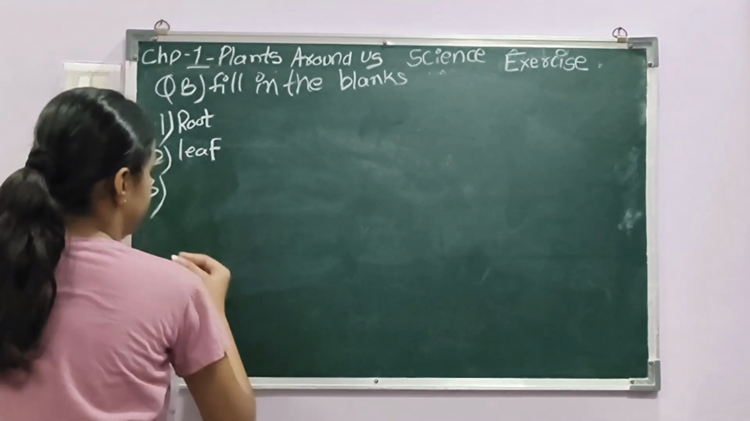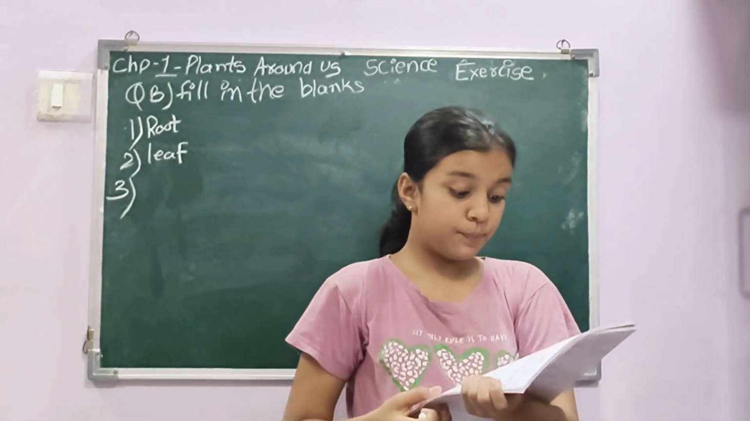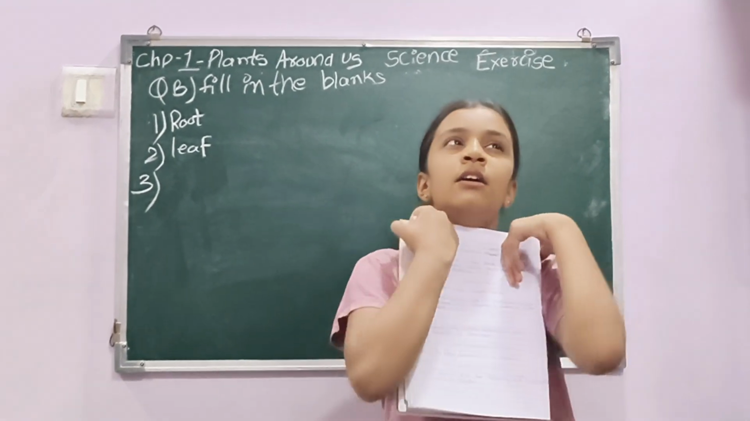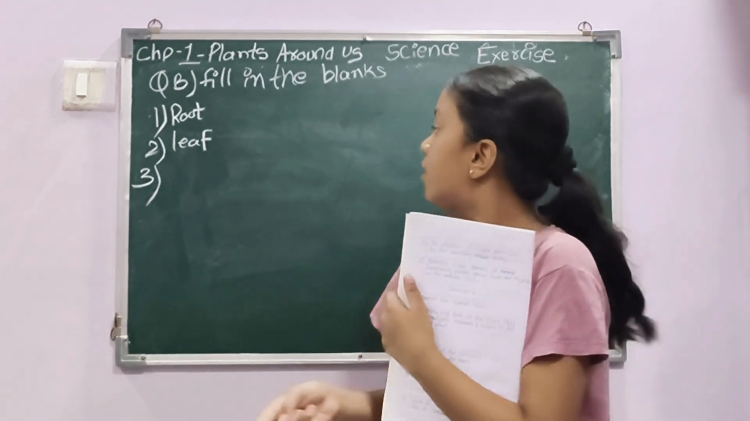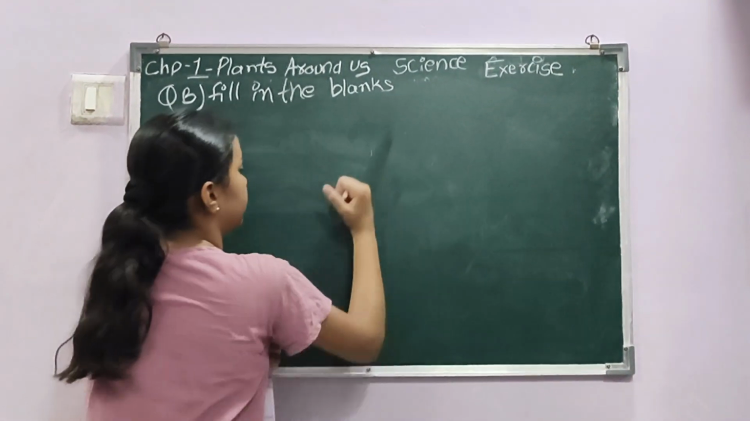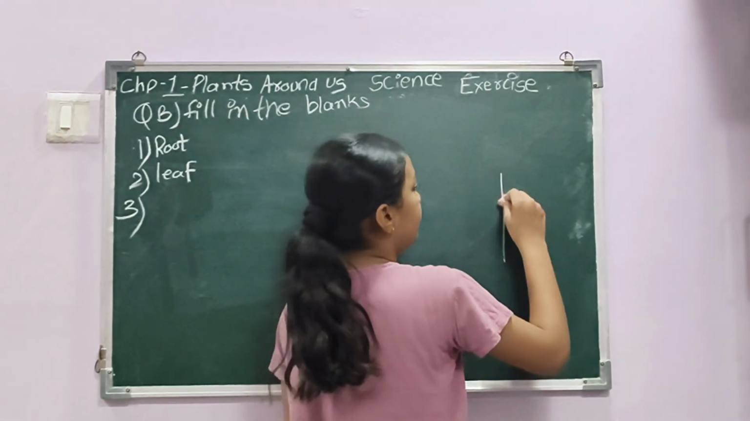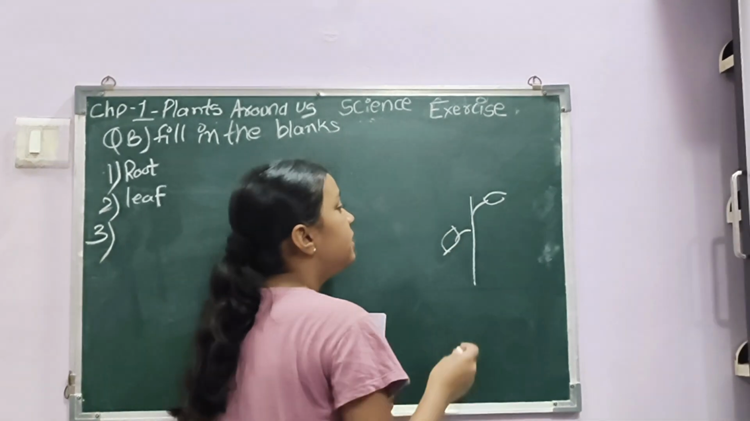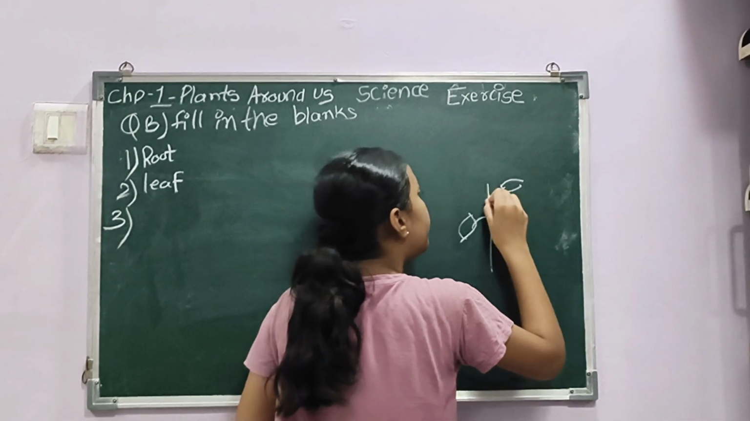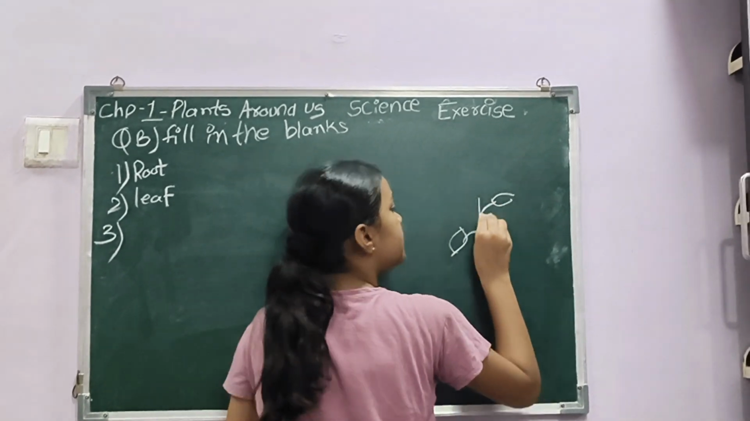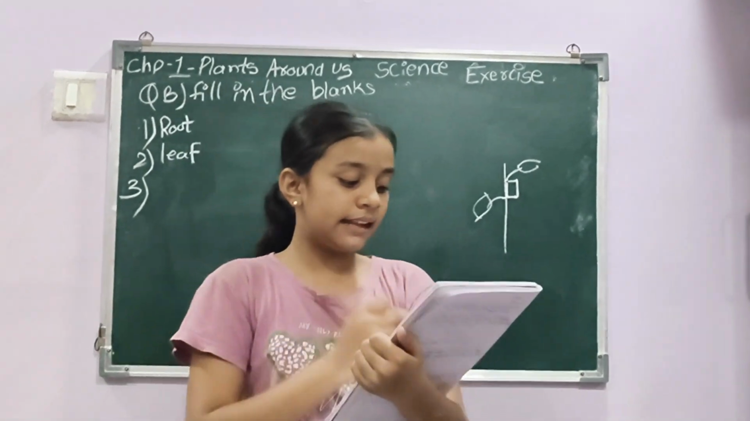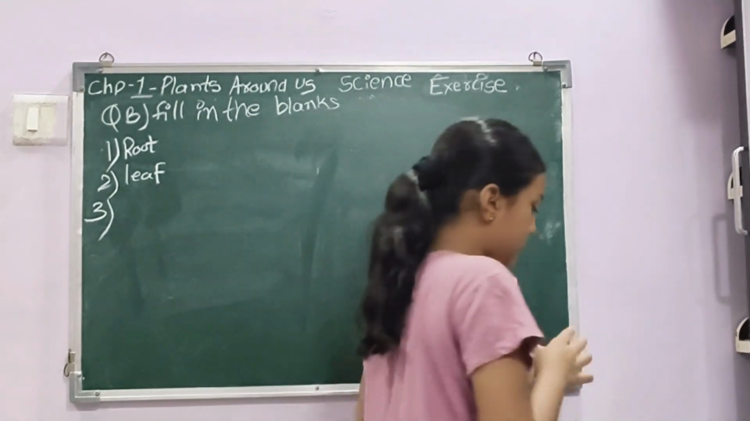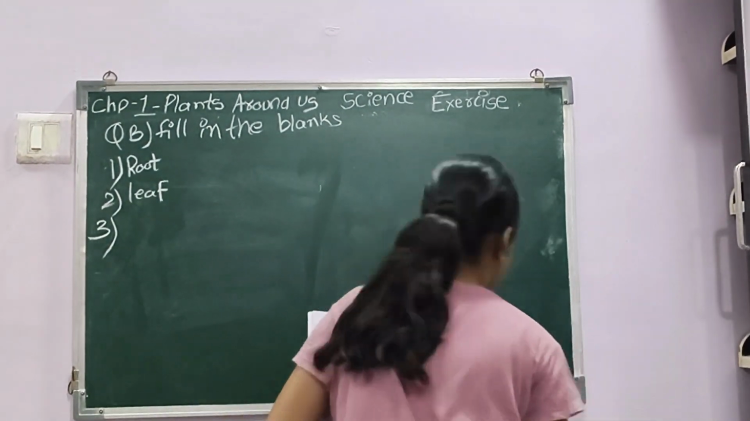Now third one answer. See. The portion of the stem between nodes is called. See, I have told you that a plant. See, this is a plant. Okay. So see, this is called the node, and between the places, this is called the internode. So they are asking that only. So the portion between the nodes, what do we call that? So that is internode.